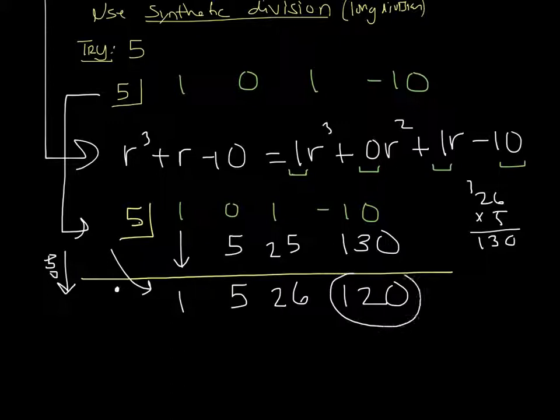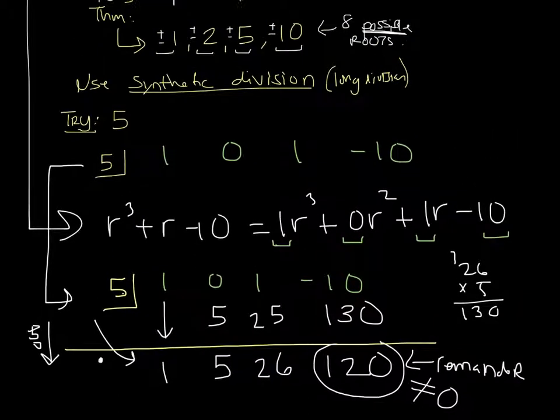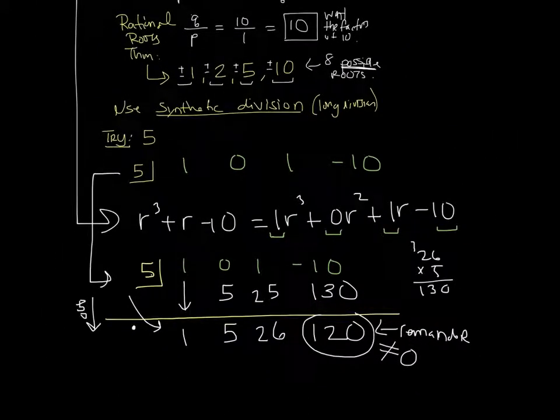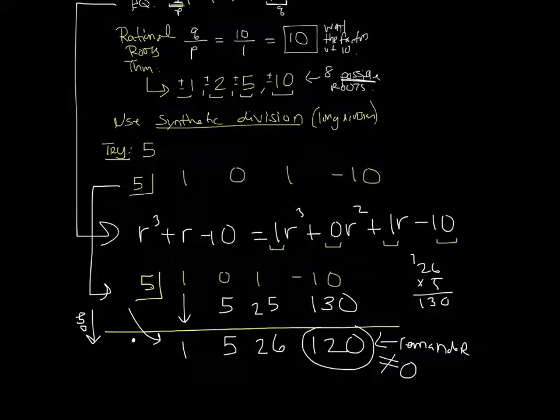The very last number, that is actually the remainder. And if it's a root, the remainder is going to be 0. This is not 0, so that's how we know it's not a root. So when you're testing these out, you can write out 1, 2, 5, 10, and then of course negative 1, negative 2, negative 5, negative 10. And we tried 5. 5 doesn't work, so I'm going to cross that out. Again, it doesn't have to be in a specific order.